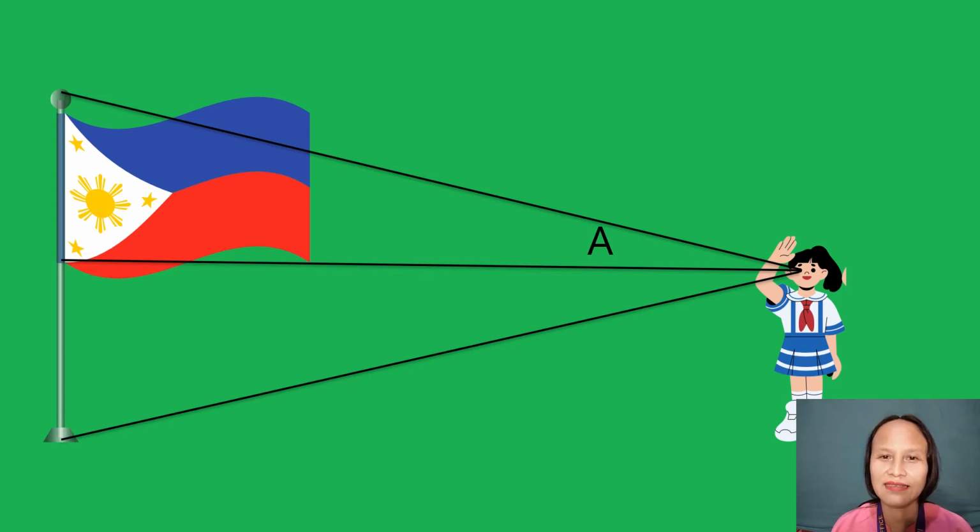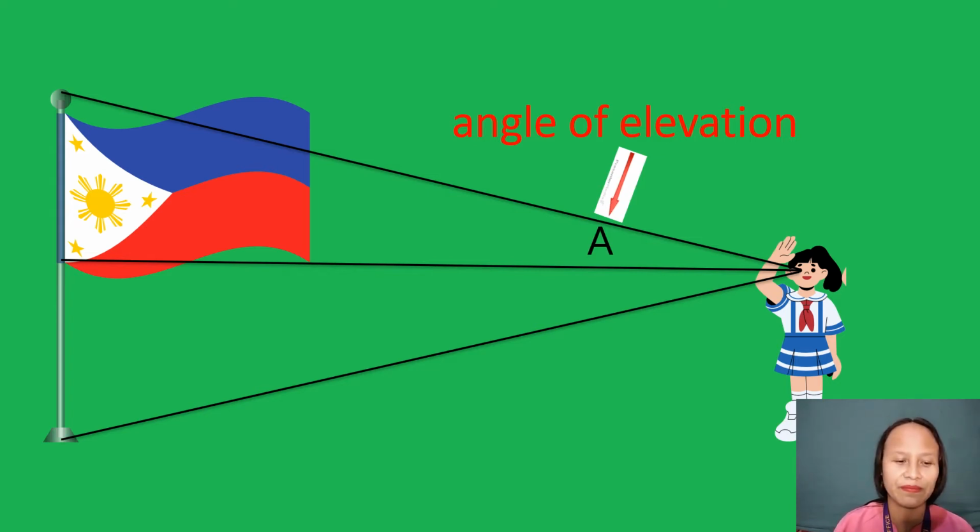Angle A is an angle of elevation. Very good. Why angle of elevation? From the horizontal line of sight of the observer to the object above. So the object is the top of the flagpole. Therefore, the angle formed is an angle of elevation.